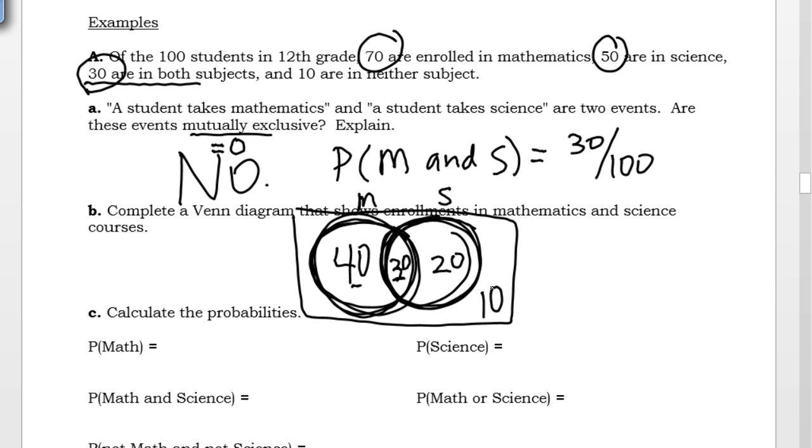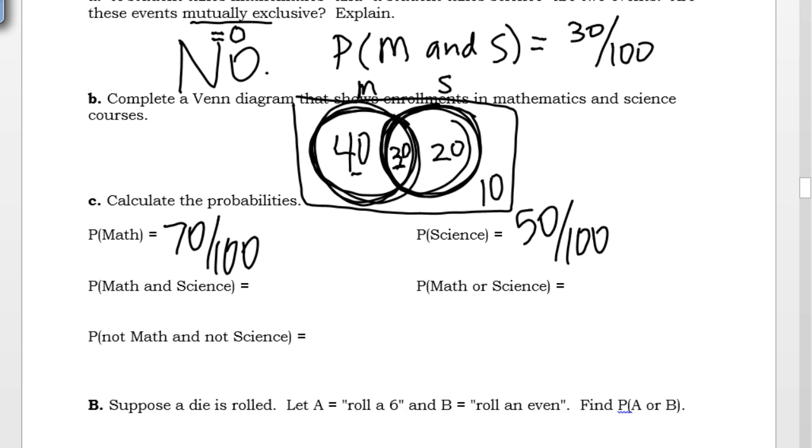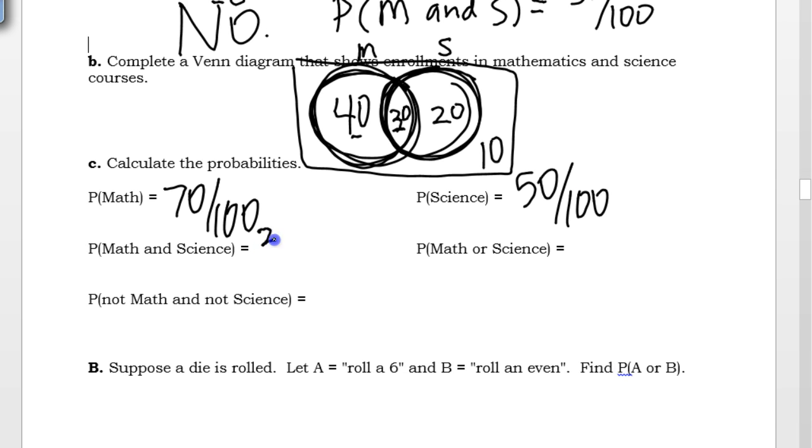So I have 40 in the math but not science. I have 20 in the science but not math. I have 70 in all of math, 50 in all of science, 30 in both, 10 in neither. So we already know these probabilities: 70 out of 100, 50 out of 100, math and science is 30 out of 100.